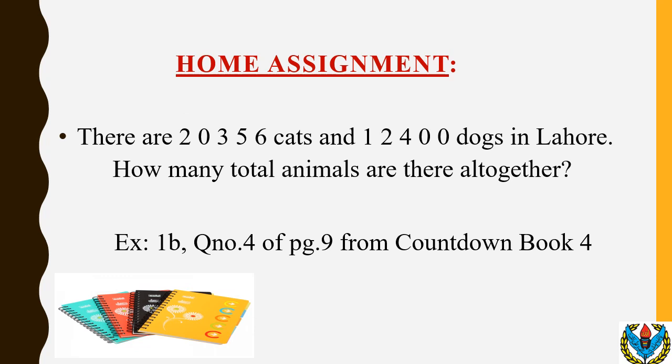Now this is your home assignment. There are 20,356 cats and 12,400 dogs in Lahore. How many total animals are there altogether? Now question number 2 will be from exercise 1B, question number 4 of page number 9 of your maths book.